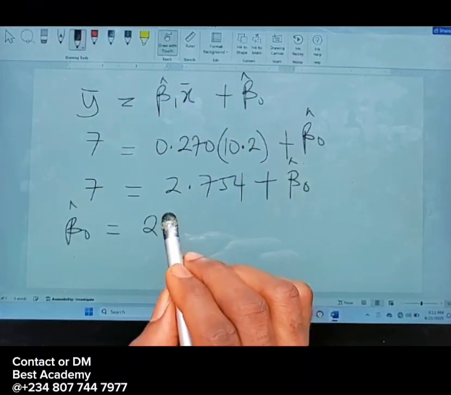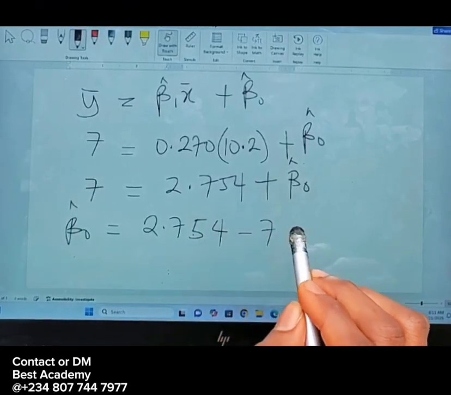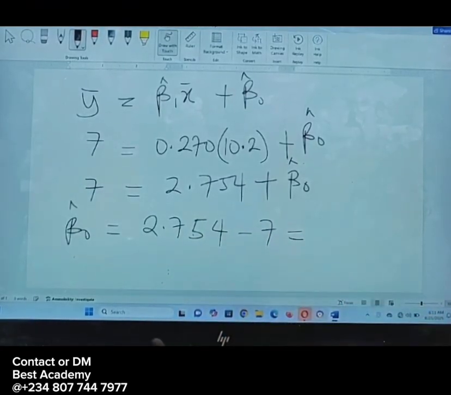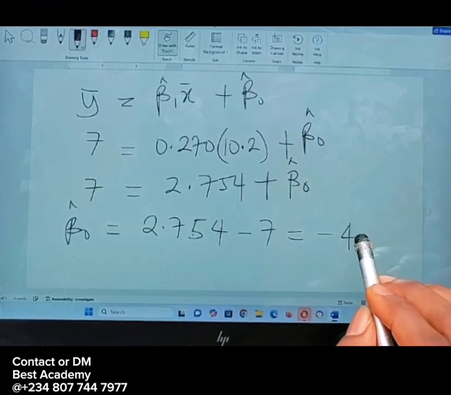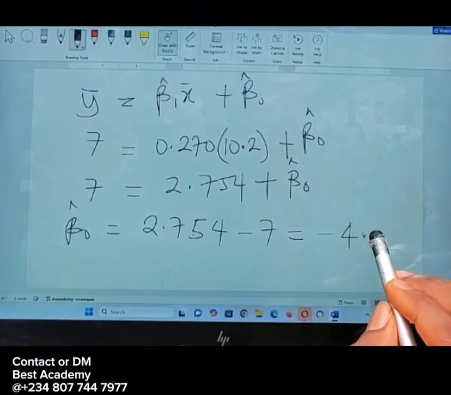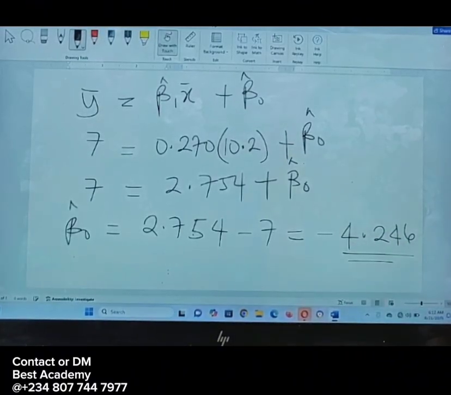That is 2.754 minus 7. So I'm going to have that to be 2.754 minus 7. My answer is going to be minus 4.246. So this is our beta naught.